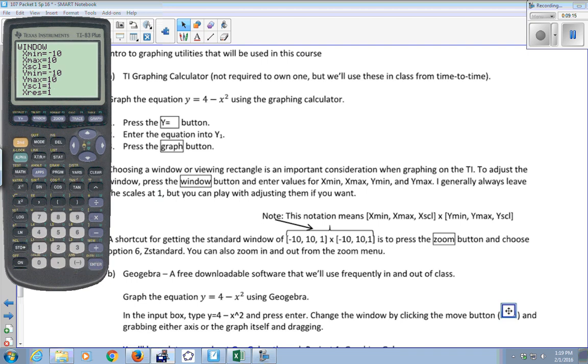Yes? Oh yeah, then you can change it to 1. Yeah.